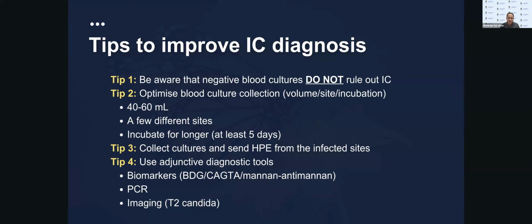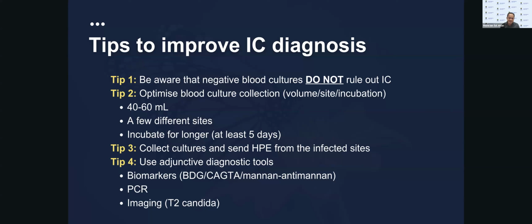First, be aware that in high-risk patients, a negative blood culture does not totally rule out IC. And when you collect the blood culture to investigate for fungemia, you need to optimize the volume, the site, and the incubation. What I mean is, when you take the blood culture, try to take at least 3 sets from 3 different venipuncture sites, and incubate for longer, at least 5 days.